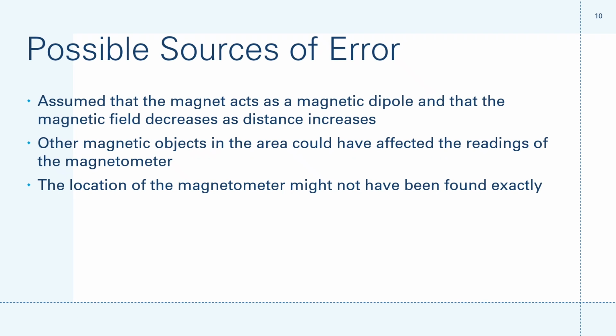We assume that the magnet acts as a magnetic dipole and that the magnetic field decreases as distance increases. Other magnetic objects in the area could have affected the readings of the magnetometer, and the location of the magnetometer might not have been found exactly.